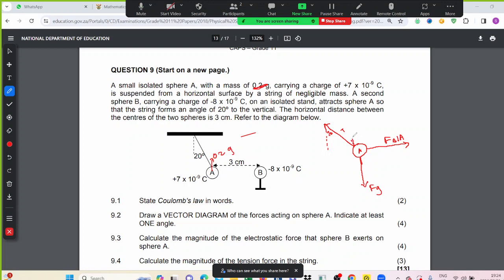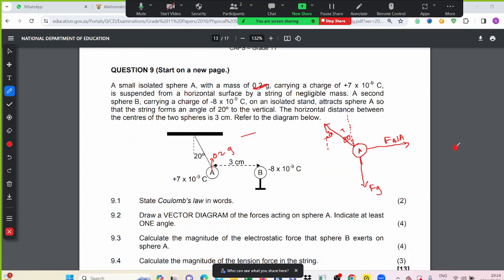Which we can draw here, and then this line is parallel to that line, so these are the alternating angles. So this 20 degrees will also be here. You can draw this diagram, or we can draw the free body diagram to show this more simply.